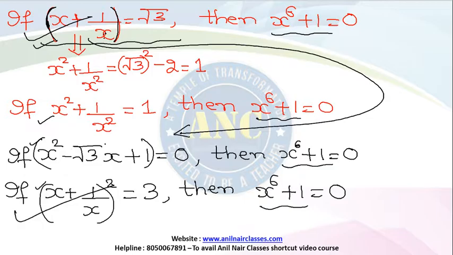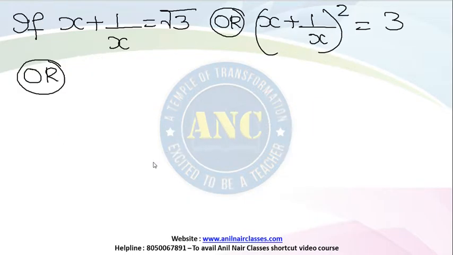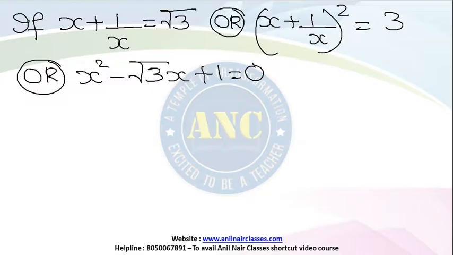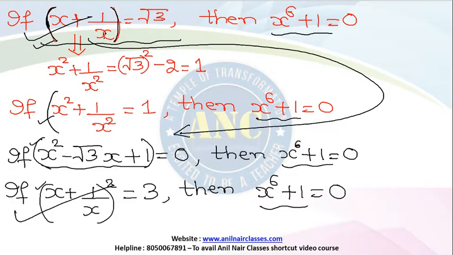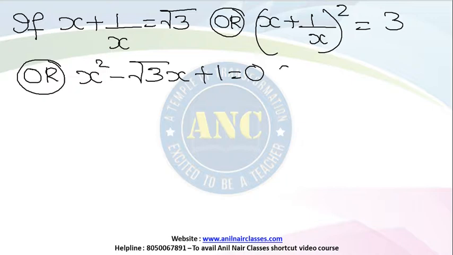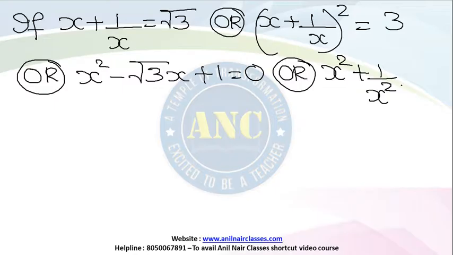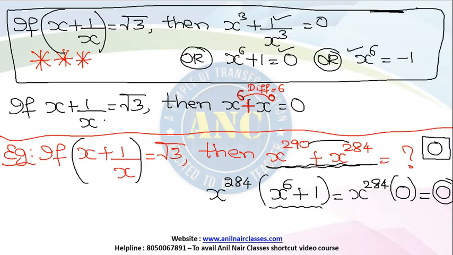I can also write it as x square minus root 3x plus 1 equal to 0. This is the other way of expressing it. Or I can also write it as x square plus 1 by x square equal to 1. If any of these conditions are given in the question, then I can solve the following things in the then condition. There are 3 things once again in the then condition.